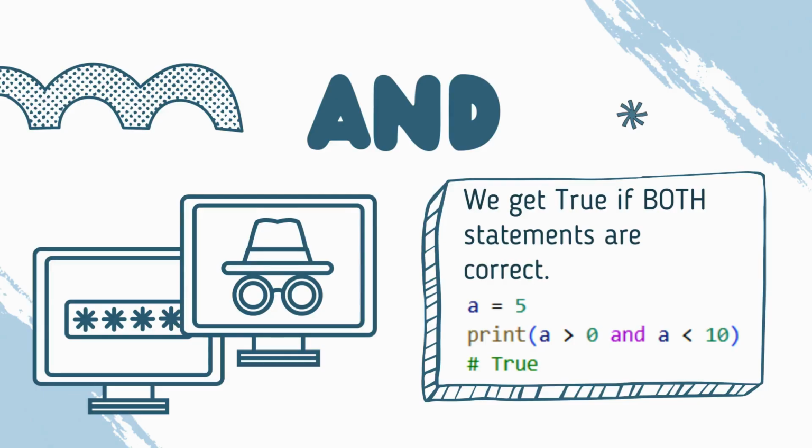So let's say we have A equals 5. We print A greater than 0 and A less than 10. So is 5 greater than 0? Yes. And 5 is less than 10, which is true, so we get true. But if 5 was greater than 0, but 5 was not less than 10, then we would get false, because both of them are not true.